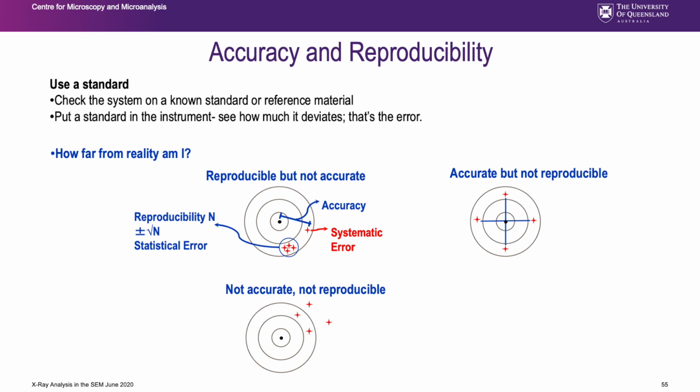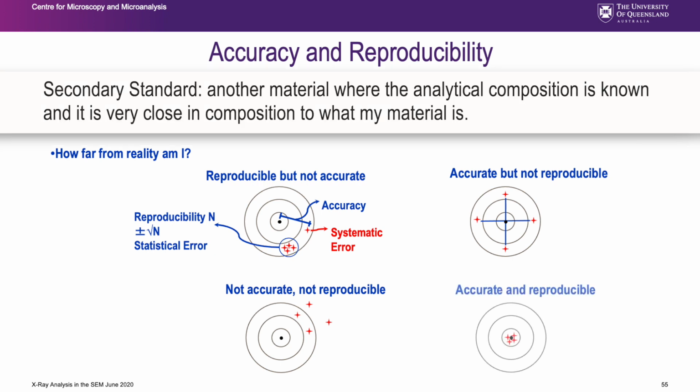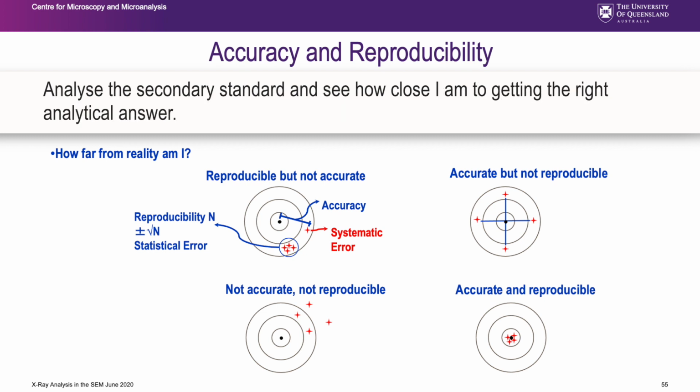How close I am to reality, I need what's called a secondary standard. I need another material that I didn't calibrate on, but I know what the answer is, and it's very close to what my material is. I then analyse that and see how close I am to getting the right answer.